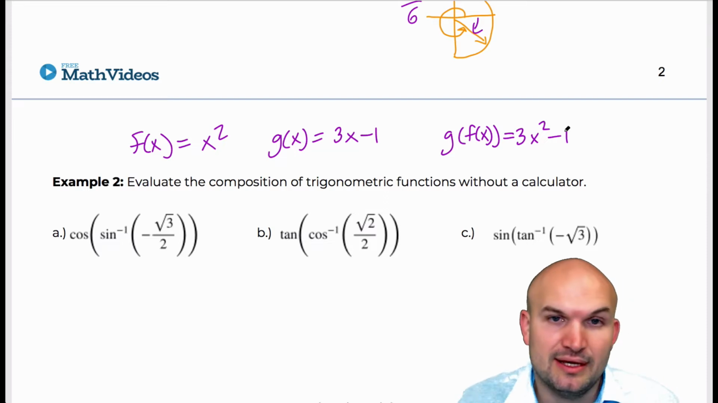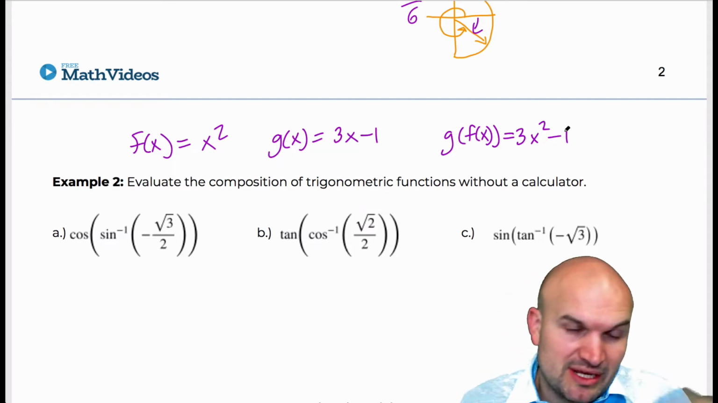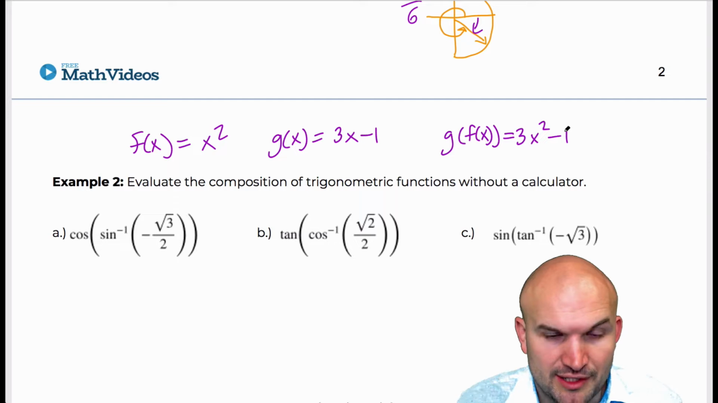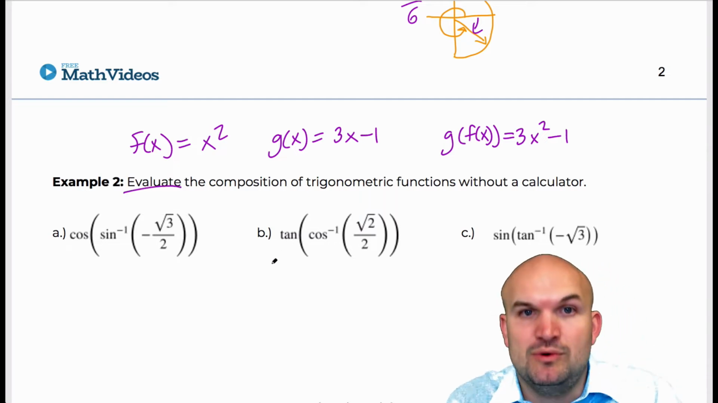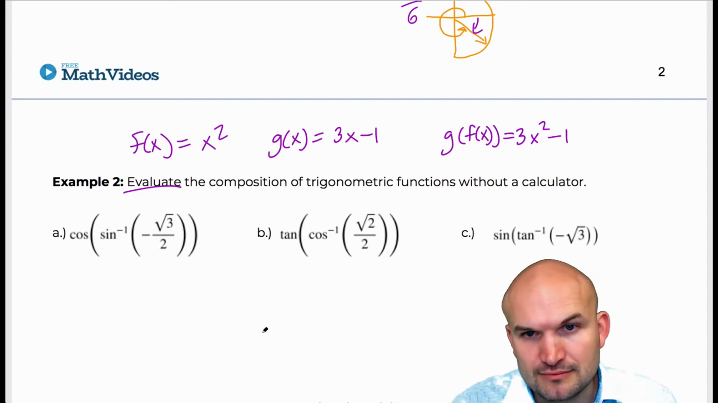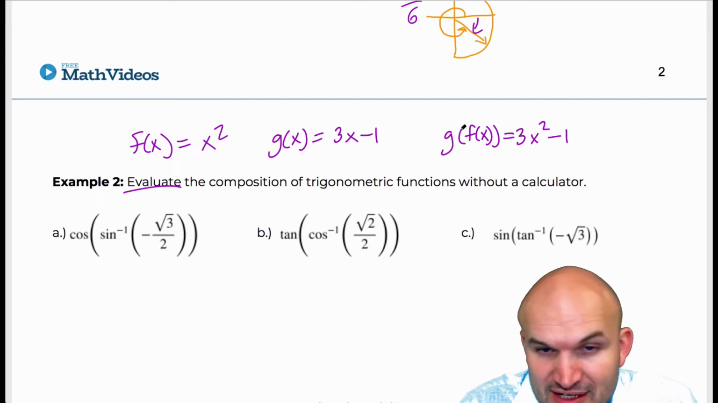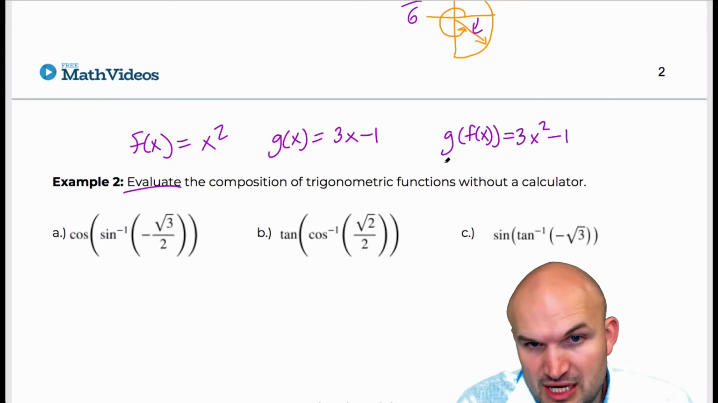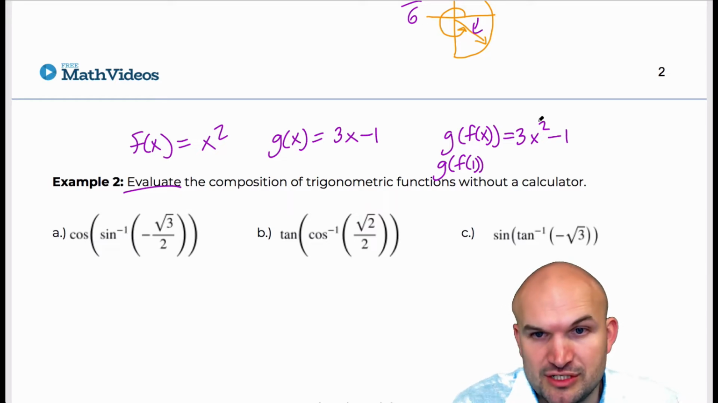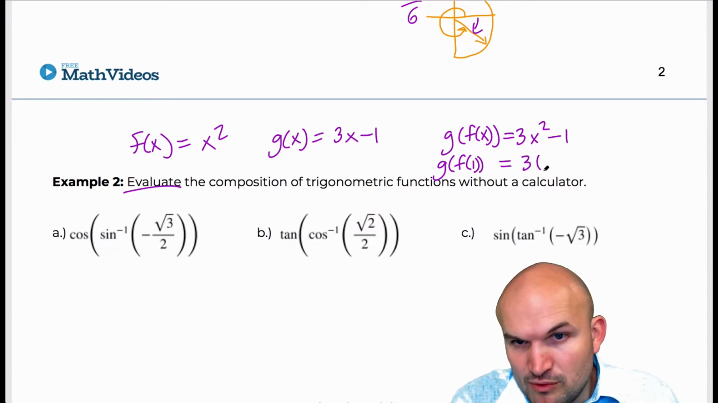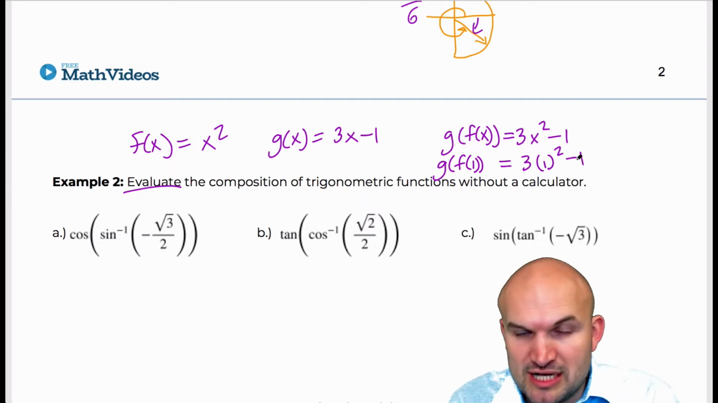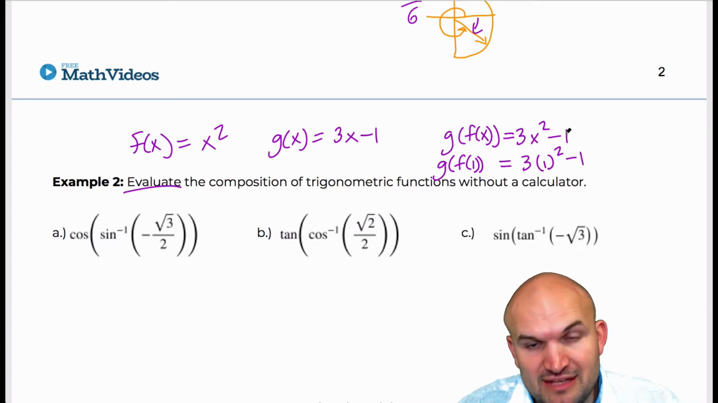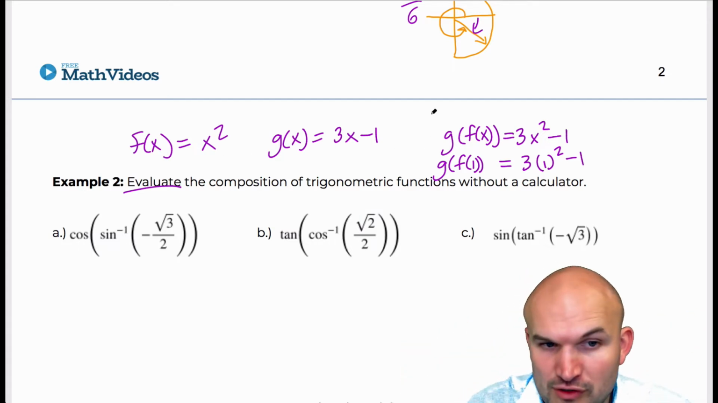We have a regular trigonometric function and an inverse function, and we're plugging one into the other. Now, when we evaluate, we're trying to find the value of this composition. Just like if I asked, what is f of 1 of this composition? We work from the inside out: you square the 1, multiply by 3, and then subtract the 1. So you work from the inside out when you're evaluating the composition of two functions.